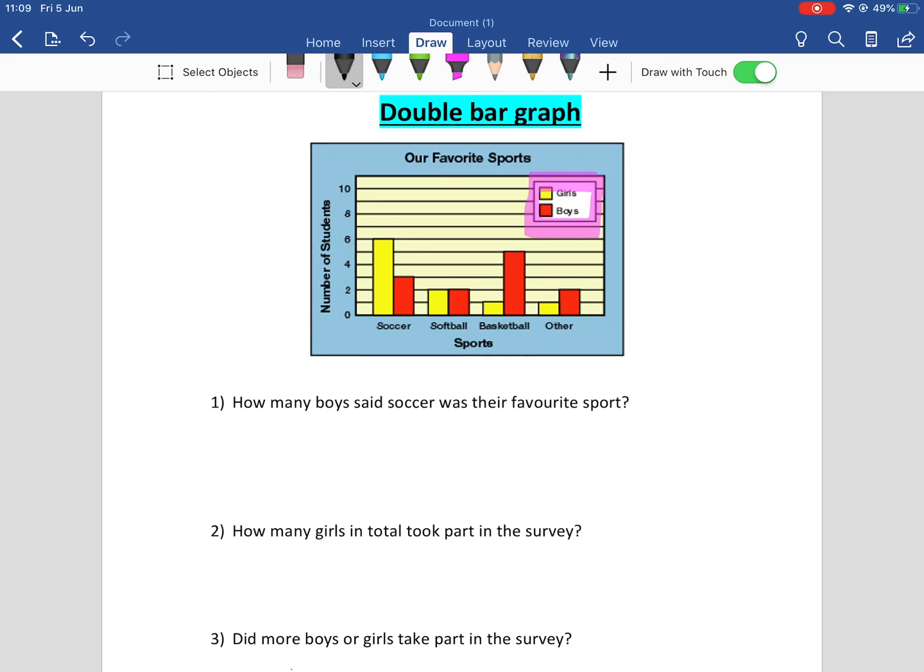So for question 1, how many boys said soccer was their favourite sport? So first thing you have to do is look at the key and see what colour is boys, and you will see that it is red. And then we have to go to soccer. We have to look for that red bar. So we're going to look at this bar here. We're going to draw up and draw across to see where it goes, and you can tell that there is 3 students.